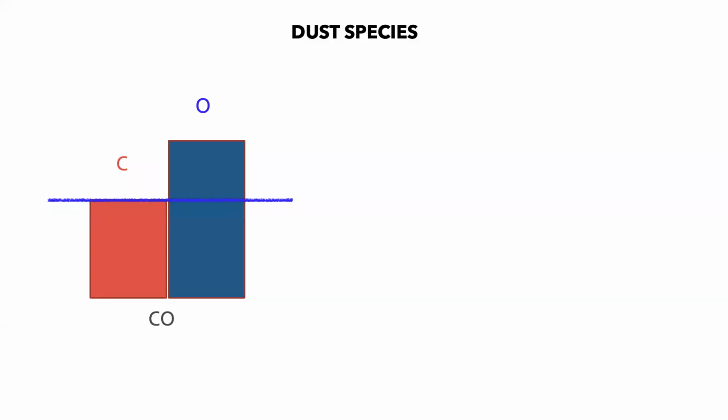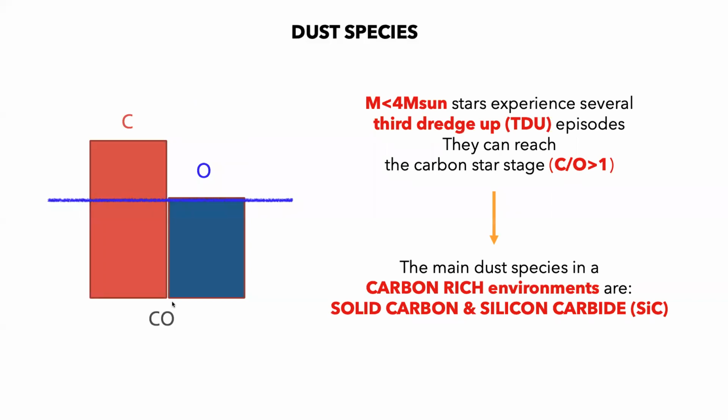But actually, we are not always in an oxygen-rich environment, because low mass stars with masses below 4 solar masses experience the third dredge-up during the AGB phase, which is a mixing that reaches the internal region of the star, where there are the ashes of the 3-alpha reaction. So it's a region enriched in carbon, and this carbon is dredged up to the surface, and several episodes repeated after each thermal pulse during the AGB phase can lead the star to reach the carbon star stage in this range of masses, more or less. And so if we have a carbon-rich circumstellar envelope, then we will form mainly solid carbon and silicon carbide.